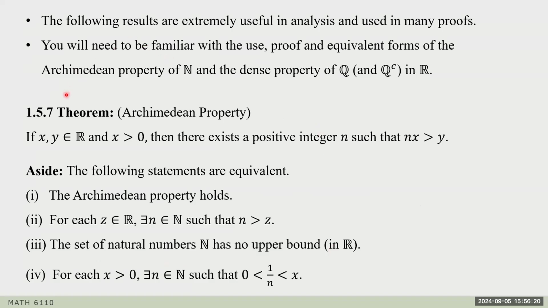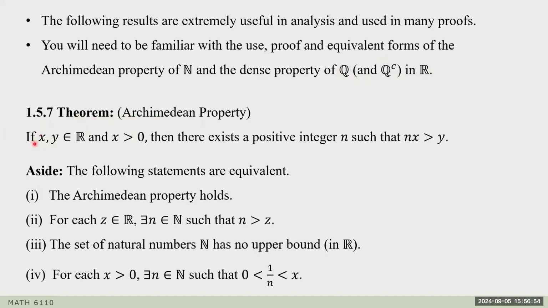Yeah, so now we're going to talk about two very useful properties that are used in pretty much almost every proof in analysis. In some shape or form, they always make use of these properties. One is called the Archimedean property of the natural numbers, and the other one is called the density property of the rationals or the irrationals in R. So let's look at the Archimedean property first.